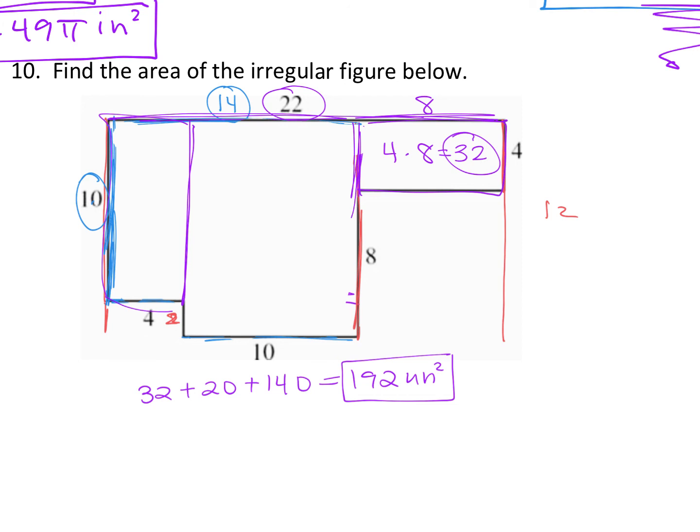Okay? Questions on that? Oh, units, because I didn't give inches or feet or whatever, so I just did UN for units squared. Questions on that?